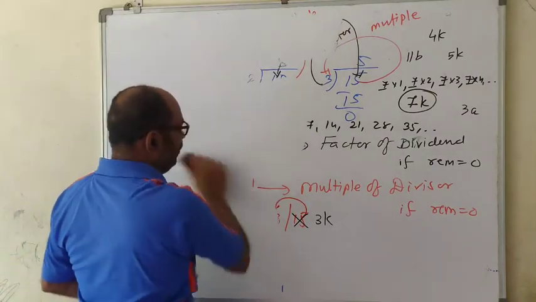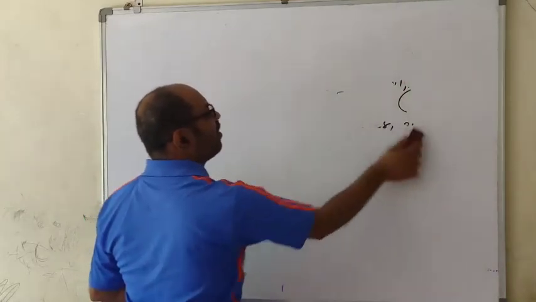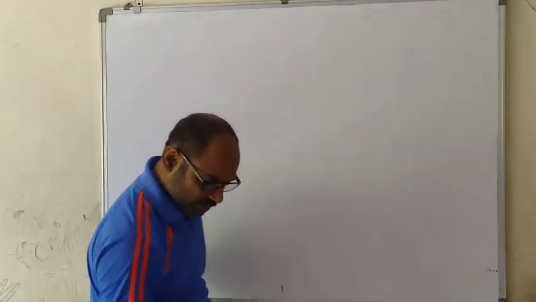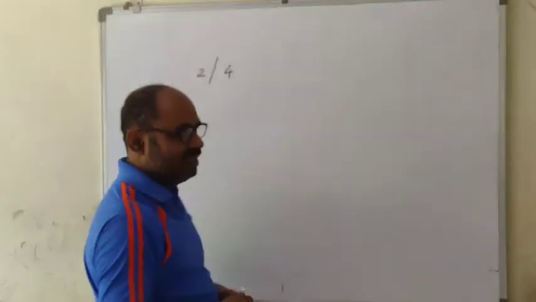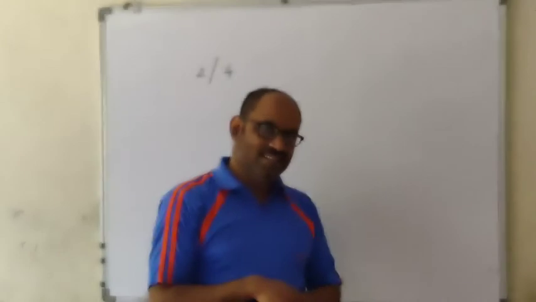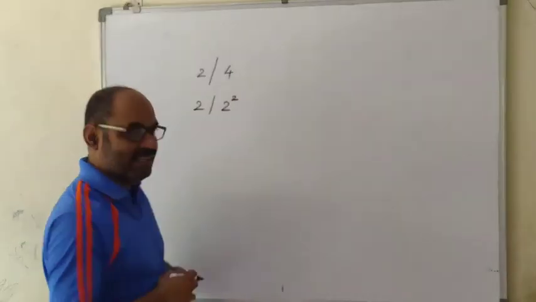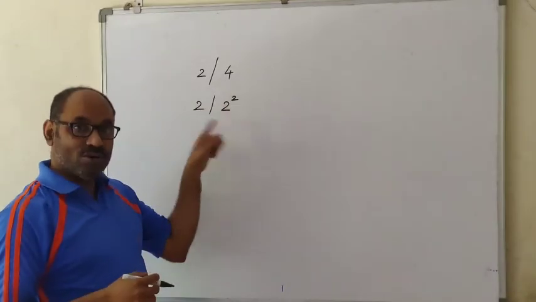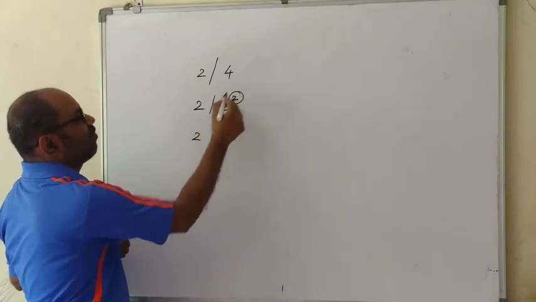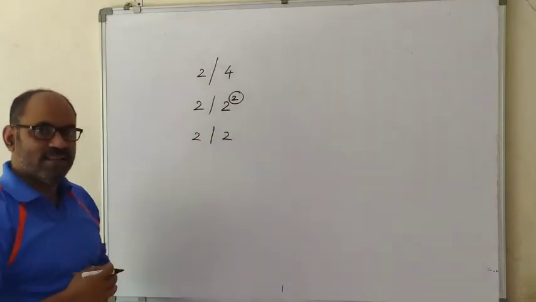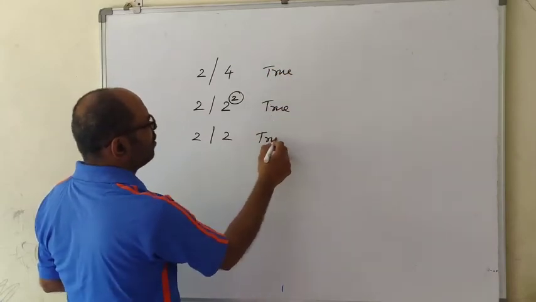Two more things, children, as a part of our pre-preparation. See, 2 divides 4 exactly. Is it true? Yes. So you can say 2 divides 2 square exactly. For 4 I wrote 2 square. Now even if I remove the square, 2 divides 2 exactly. That is true. This is also true. And this is also true.